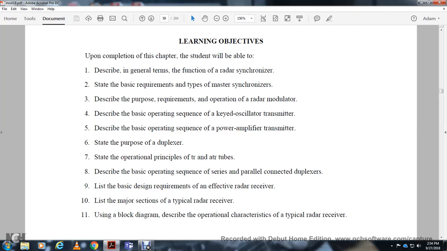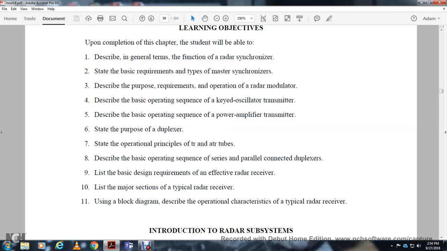describe the basic operating sequence of the series and parallel connected duplexer, list the basic design requirements of the radar receiver, list the basic major sections of a typical radar receiver, and use a block diagram to describe the operational characteristics of a typical radar receiver.